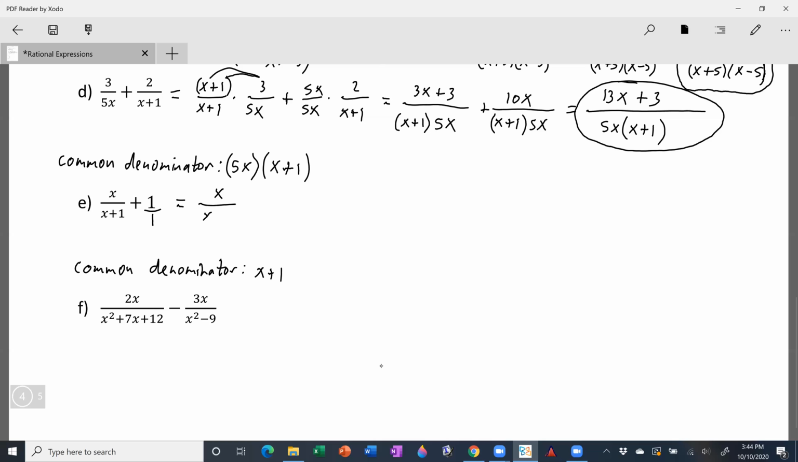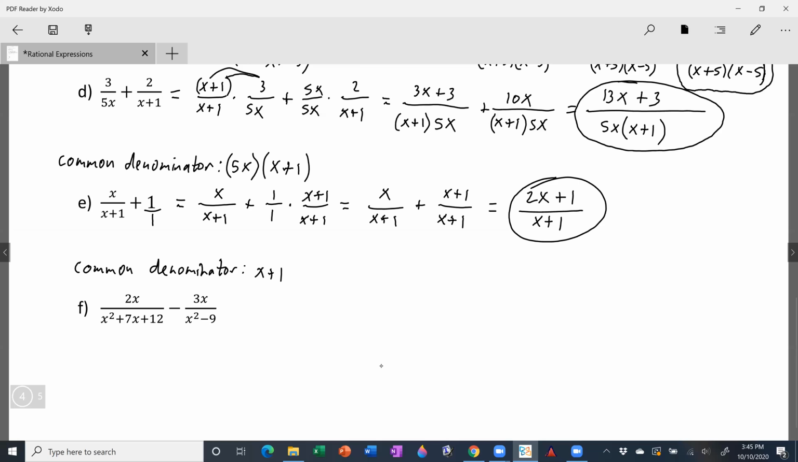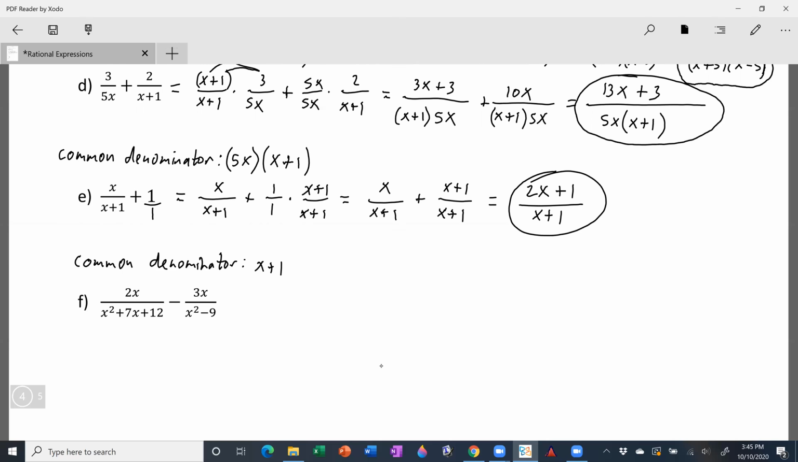So let's write this first one as x over x plus 1 plus, and now this, I'm going to write it as 1 over 1, and it needs an x plus 1 over x plus 1. This is just kind of a silly extra step that I wrote, but I wanted to emphasize that it's still the same process. And then now it's x plus 1 on the bottom, and we can just add everything up, 2x plus 1. Done. That one's an easy one, but I wanted to demonstrate that you can actually add a regular number to a rational expression as long as you think of the denominator as a 1 and then get the common denominator.